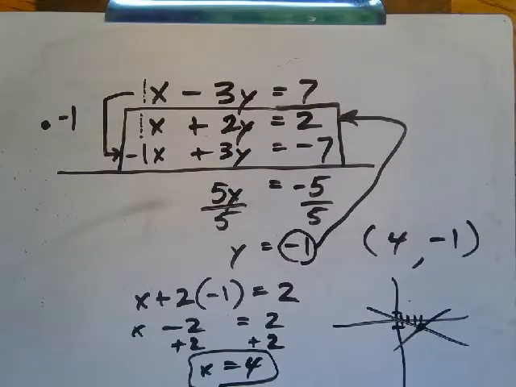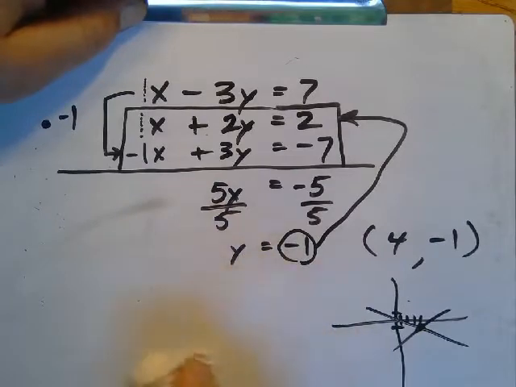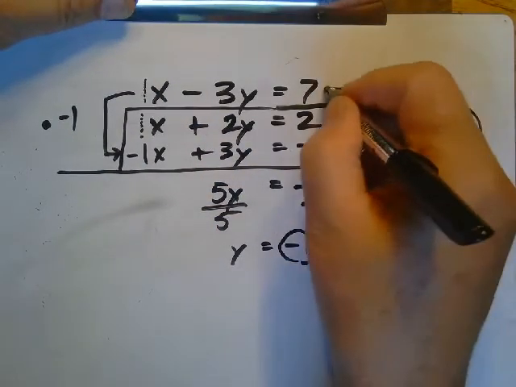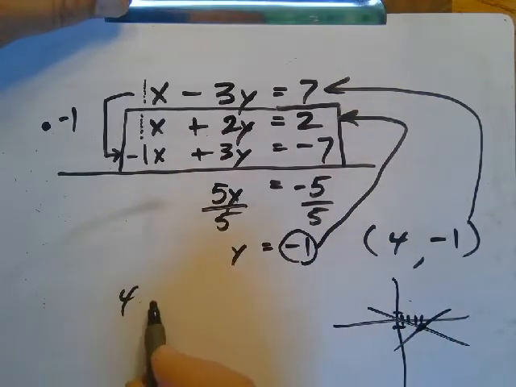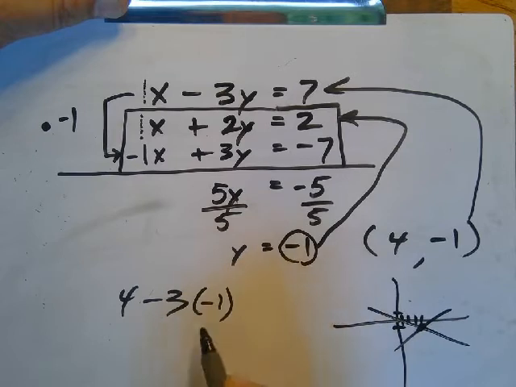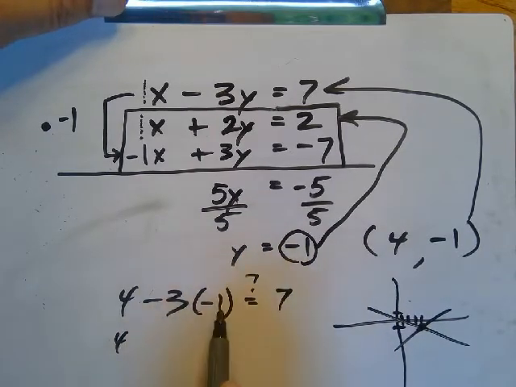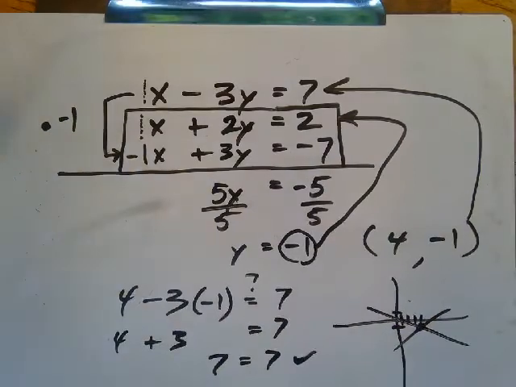Okay. Now I want to double check to make sure that is in fact the right ordered pair. This is my double check. So I'm going to plug that ordered pair back in the other equation. So I'm going to stick it into this one. So here we go. x is 4 minus 3 times a -1. Is that equal to 7? Well, let's see. -3 times -1 is a +3. And that's right. 7 is equal to 7. So that checks, and that's the correct equation.